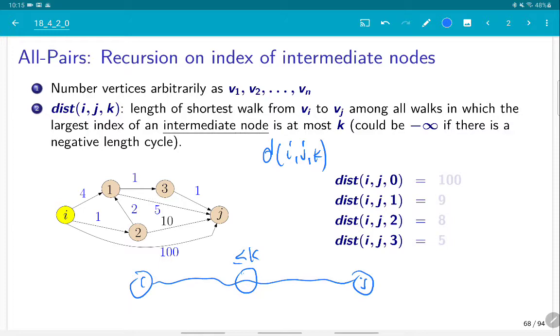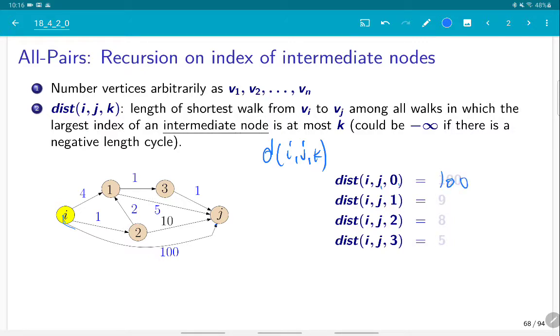Okay, so let's see how this definition plays out in this graph. d_ij^0 means that all the intermediate vertices between i and j are at most 0. Since all the vertices are between 1 and 8, this is just the price of the edge. If there is an edge, it's going to be the price of the edge. If there is no edge, it's going to be infinity. In our specific case, there is an edge between i and j. Its price is 100, so this is going to be 100.